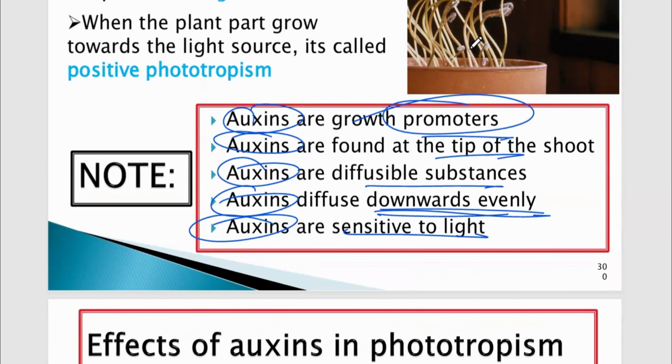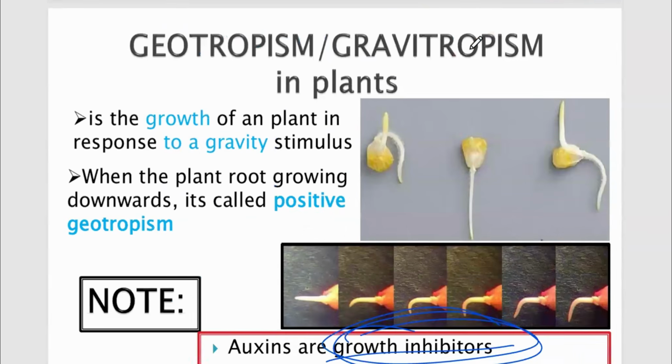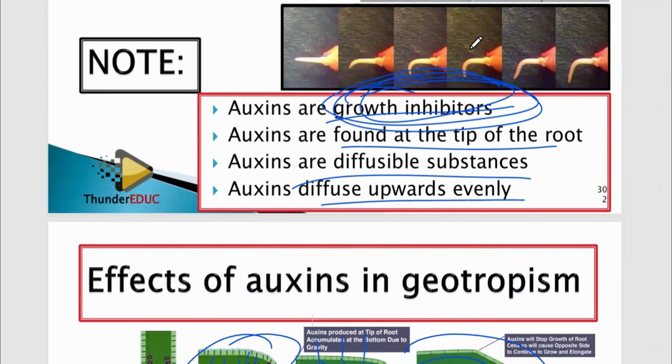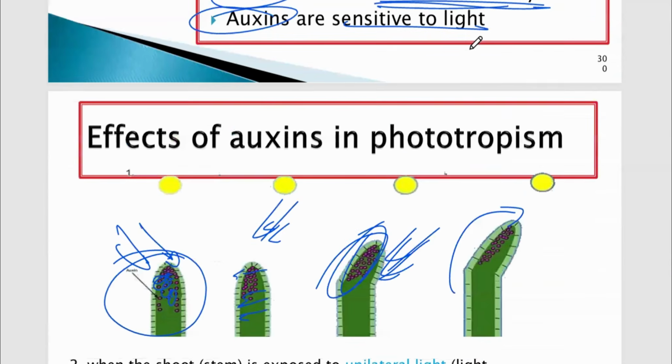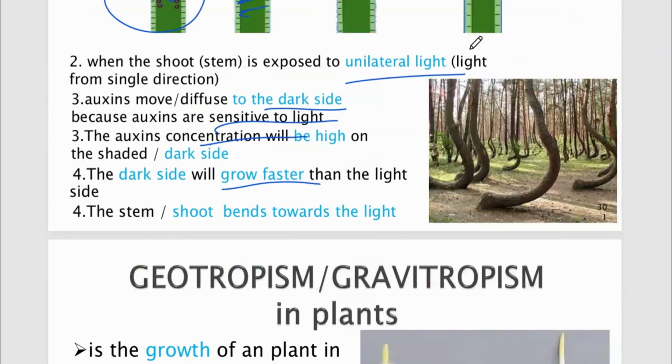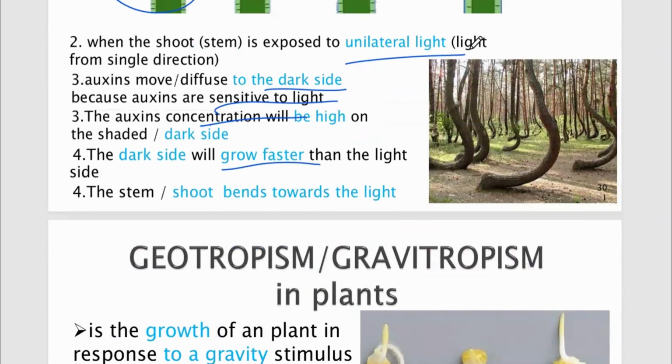Those are the two key points you need to understand: that here the auxins are growth promoters, while here the auxins are growth inhibitors. The second point, auxins diffuse upward evenly, but now when you place it down, they are going to move downwards due to gravity. While here, auxins move downwards evenly. But now if there is sun, they are going to move to the dark side because they're sensitive to light, and that will cause the bending.